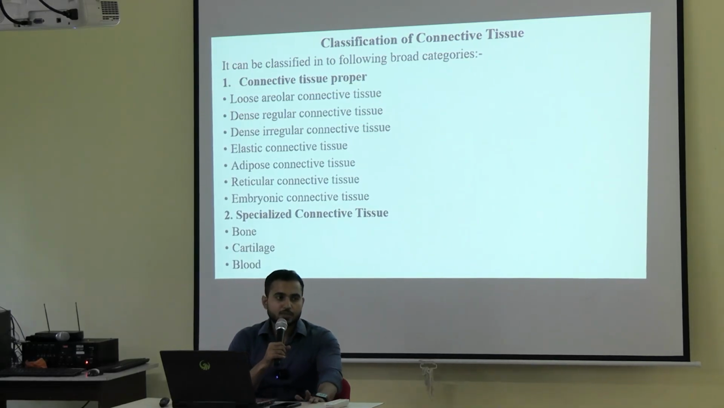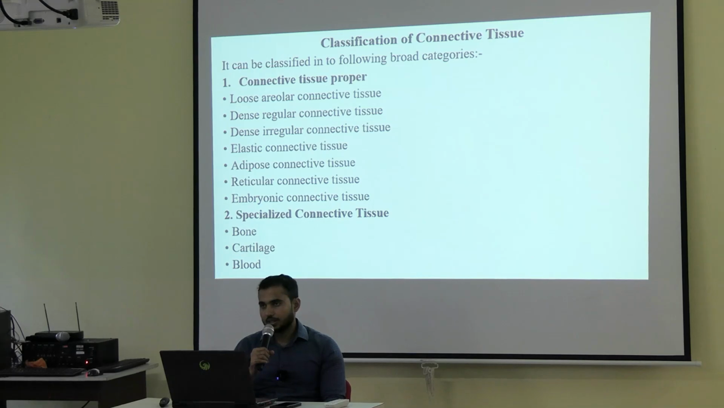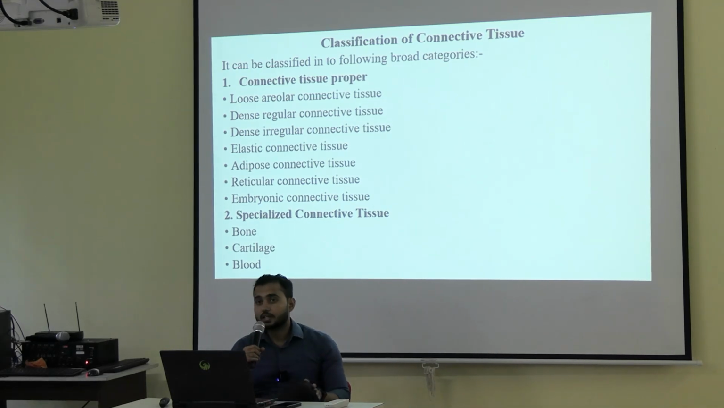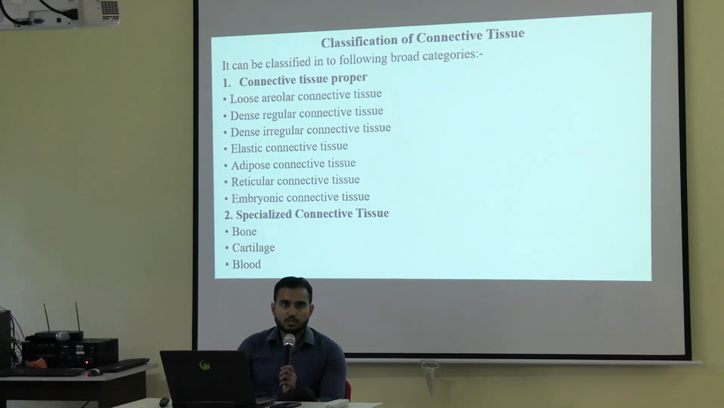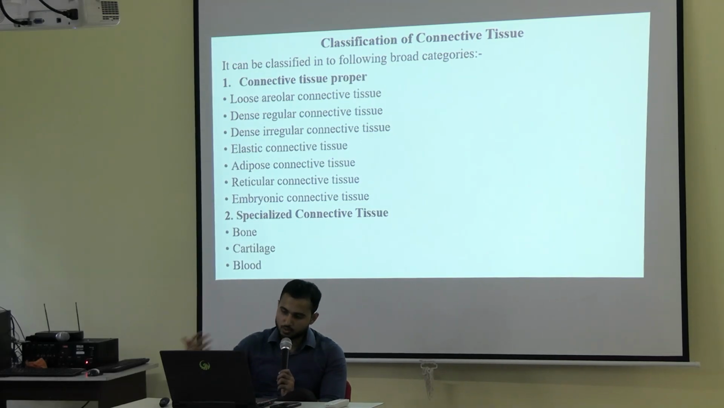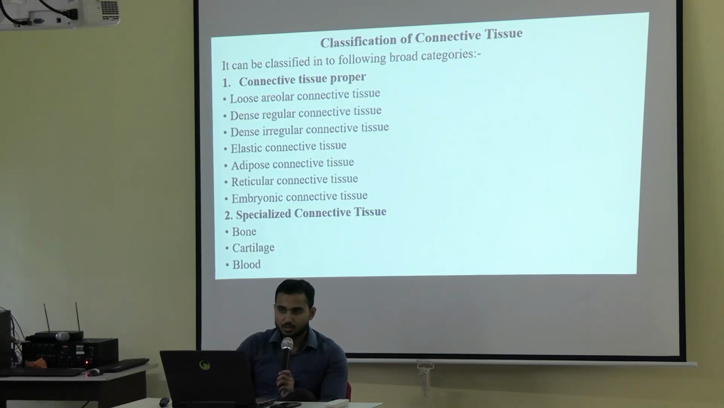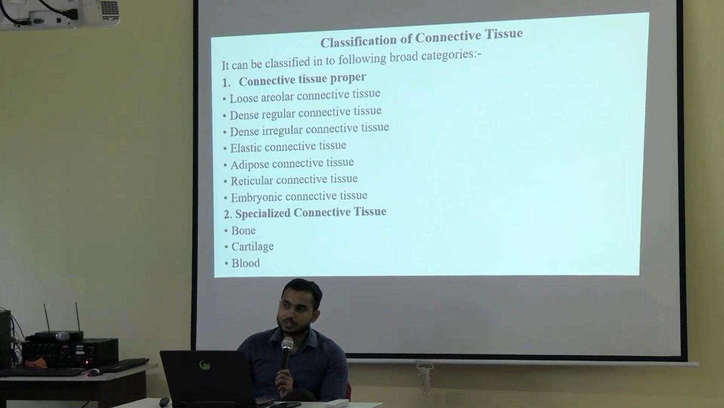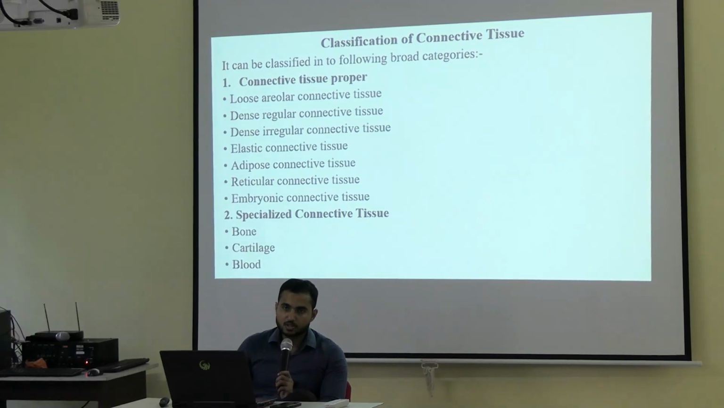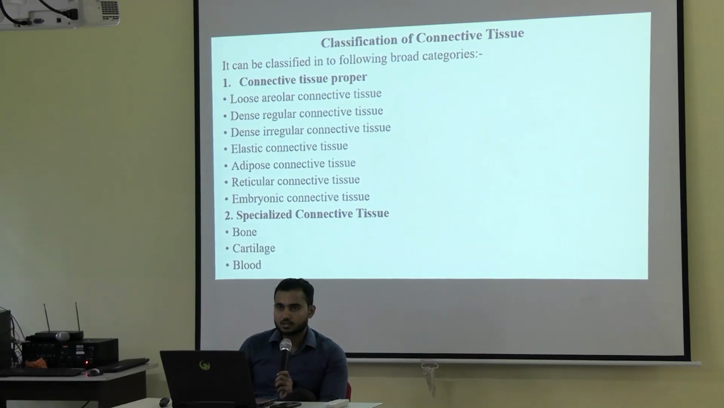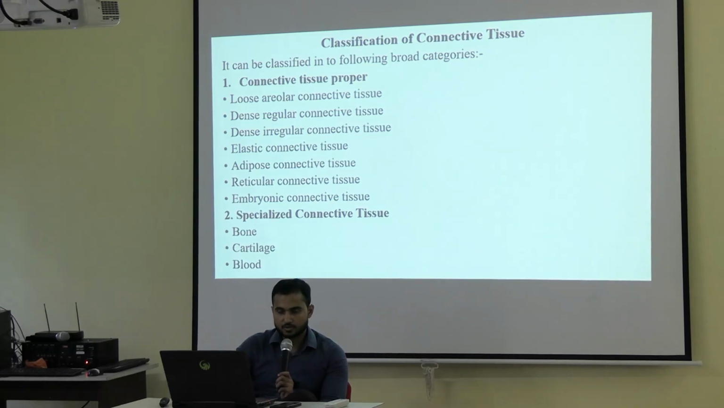In embryonic connective tissue, I have a slide of umbilical cord. In order to show embryonic tissue, we generally use a slide of placenta or umbilical cord. So I have the slide of umbilical cord, and in it I will show you how embryonic tissue looks. Its properties are quite different compared to the other connective tissue present in our body.